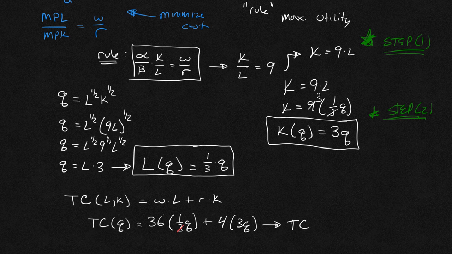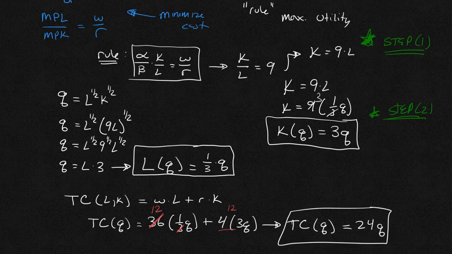This 3 is going to cancel with this 36 to become 12. 4 times 3, that's 12 as well. 12 plus 12 is my total cost function of quantity, which is going to be 24Q. So that right there is step 3. Step 3 is taking the K and L and plugging it into our original total cost function.